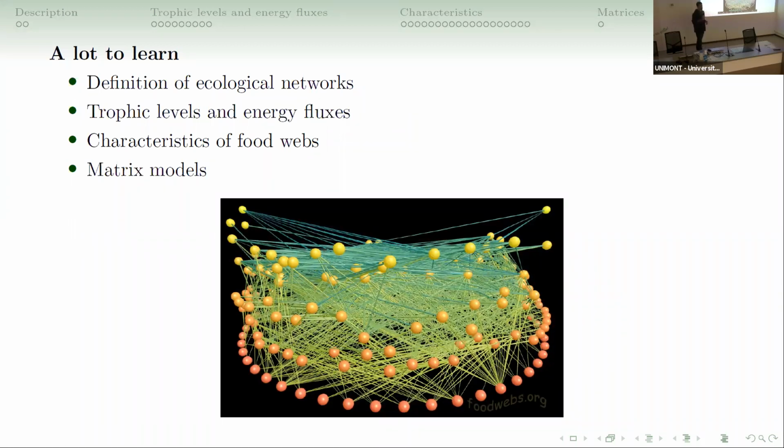First, I'm going to explain a little bit about what food webs are. Then we're going to spend quite a lot of time in the next two sections on trophic levels and the characteristics of the food webs. And then, with the matrix models, I'm going to show you a couple of examples where we have used food webs to try to understand what would happen if there were invasive species. So, in the field of, let's say, conservation ecology. So let's start.